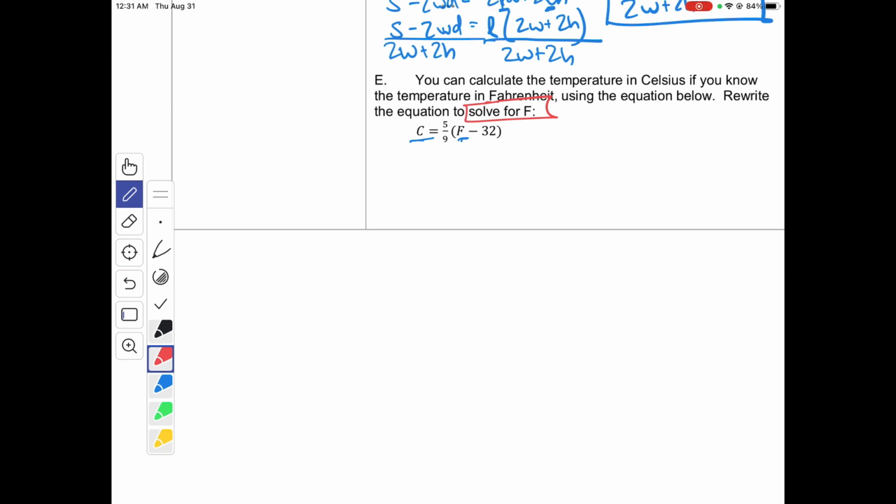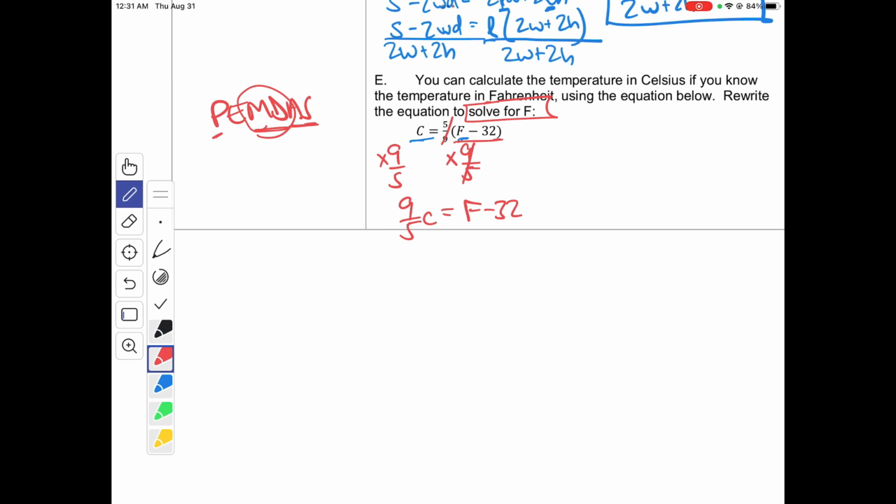Let's reverse PEMDAS. Right now, there's no addition or subtraction that we can easily access because it's inside parentheses. And remember, we're doing reverse PEMDAS, so I want to do addition, subtraction first, then multiplication, division, and save parentheses for last. So I'm going to focus on this 5/9 fraction here. I want to get rid of that multiplying by 5/9, and the best way to get rid of that is to multiply both sides by 9/5. The 5/9 and the 9/5 when multiplied together just give you the value 1. So I'm left with 9/5 C equals F minus 32.